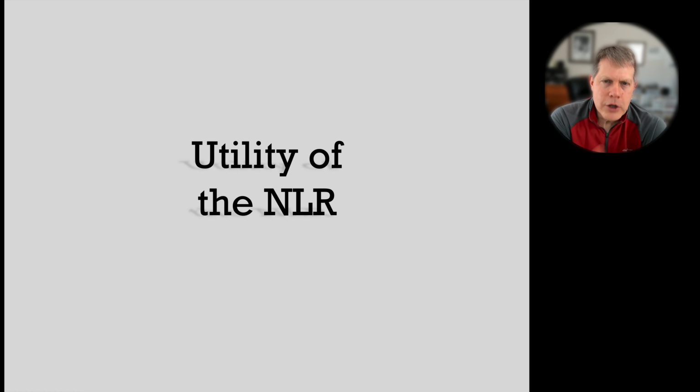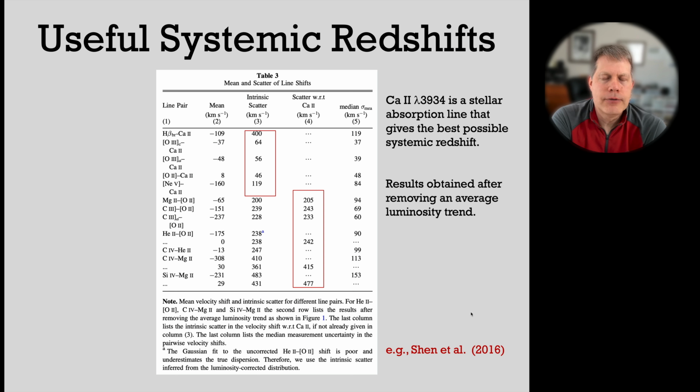So what can you do with the narrow line region? Well, as I've already talked about when we talked about the broad line region, narrow line region lines are extremely useful for measuring systemic redshifts. Again, this table, which I showed you and talked through in detail in the lecture on the broad line region, shows the comparison between redshifts measured with various emission lines compared to calcium-2, which is a stellar absorption line that is thought to give a very good systemic redshift.